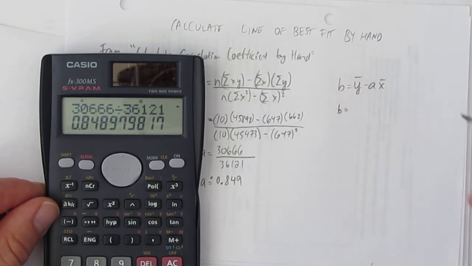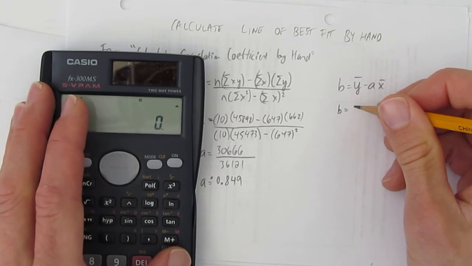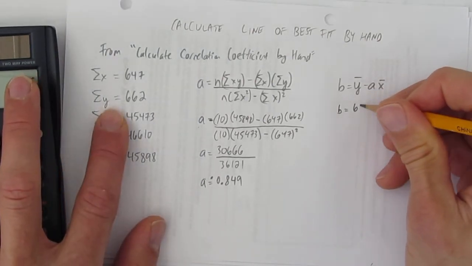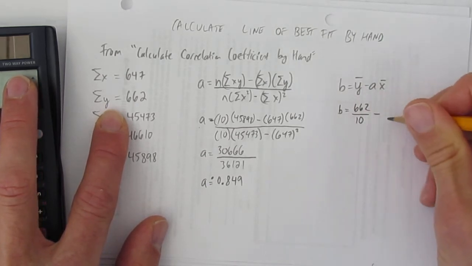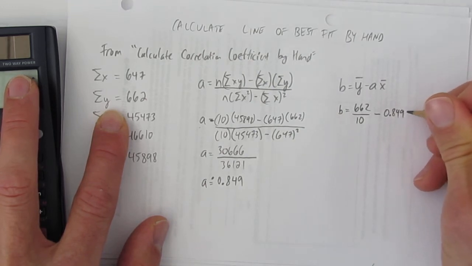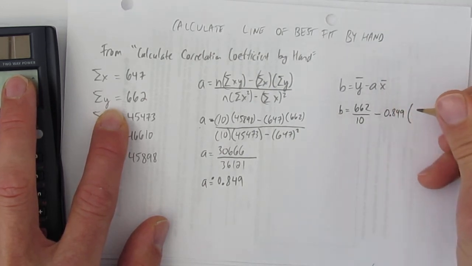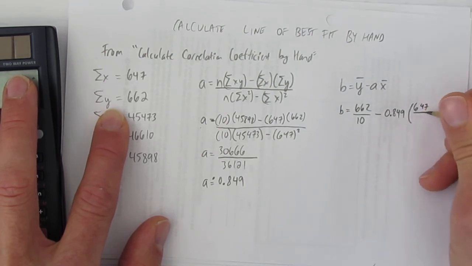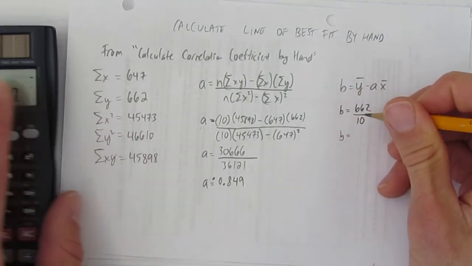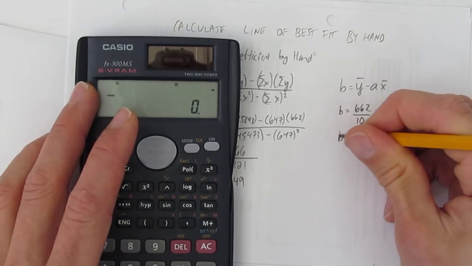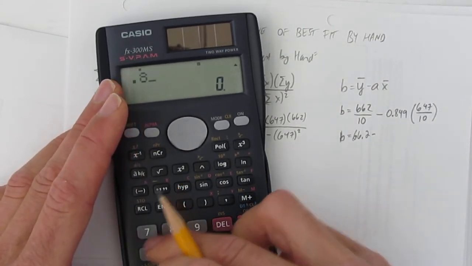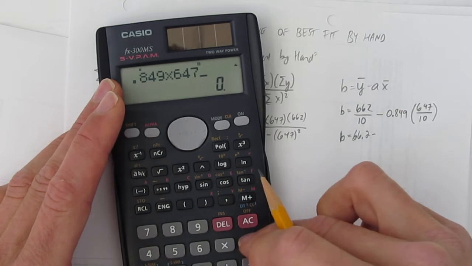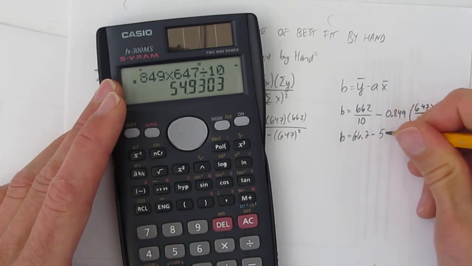To calculate the B value of the line, we take the average of the y's. What's the average of the y's? It's just the sum of the y's divided by how many things there are, in this case 10, minus the A value, which we found to be 0.849, times the average of the x's. The x's sum to 647, and the average of them is just how many they sum up to divided by how many there are. So the B is going to be, what's 662 divided by 10? You can maybe do that in your head just by moving the decimal over 1. Minus, what's 0.849 times 647 divided by 10? Could have done some of that in your head.